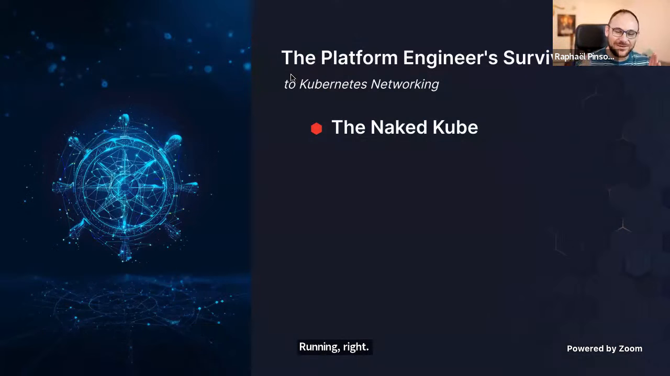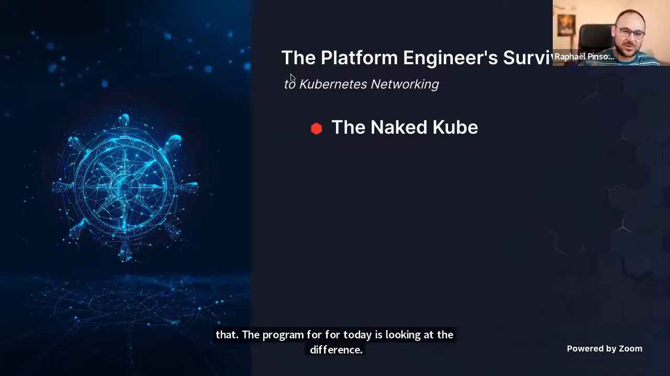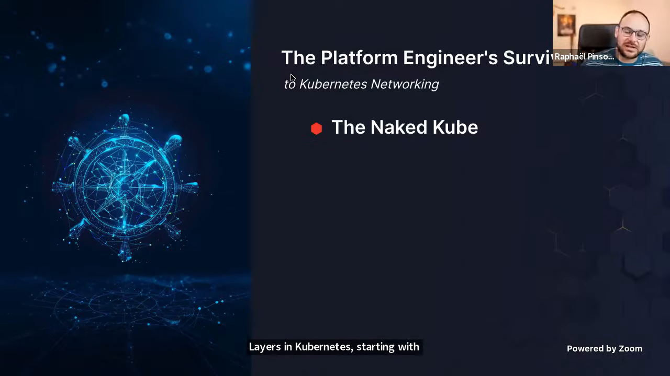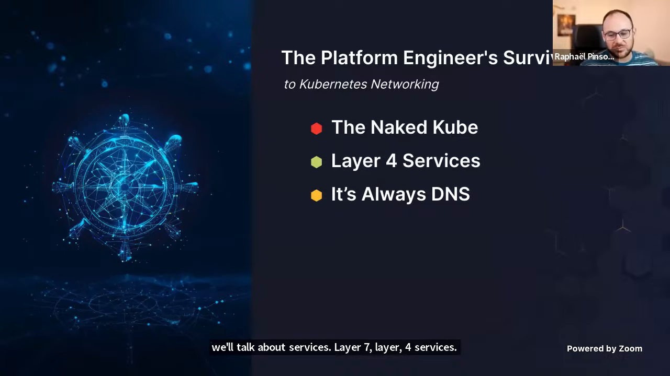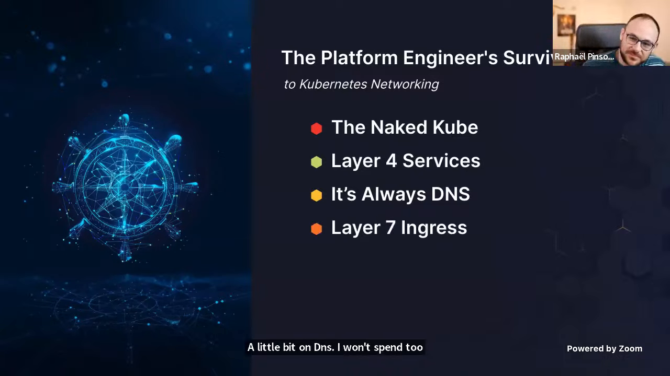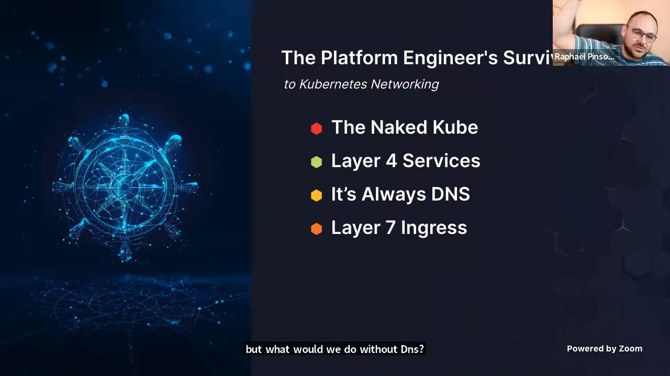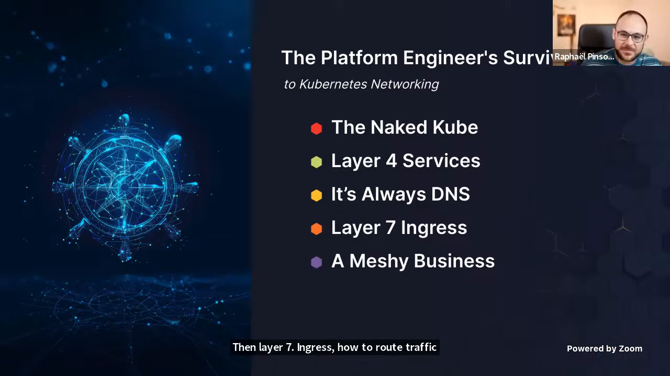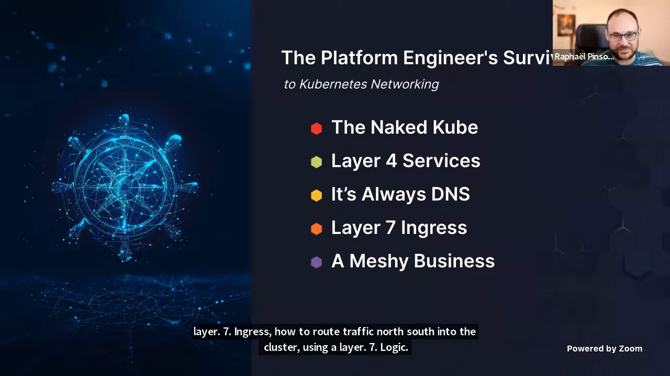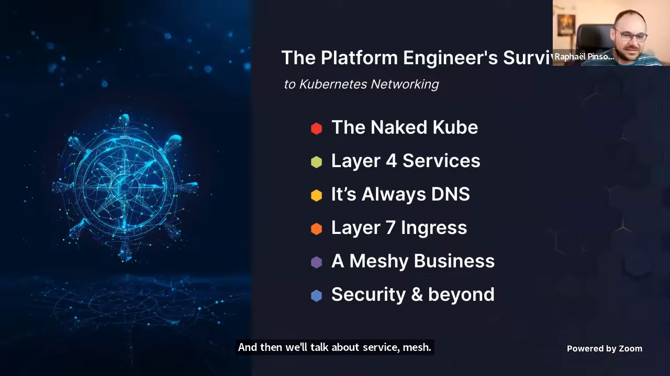So with that, the program for today is looking at the different layers in Kubernetes, starting with Kubernetes itself and the networking layers in Kubernetes itself. Then we'll talk about services, layer 4 services. A little bit on DNS. I won't spend too much time on DNS, but what would we do without DNS? Then layer 7 ingress, how to route traffic north-south into the cluster using layer 7 logic. And then we'll talk about service mesh. And then I'm keeping a little bit just as a reminder, because I won't have time to extend on this, on security and other things.